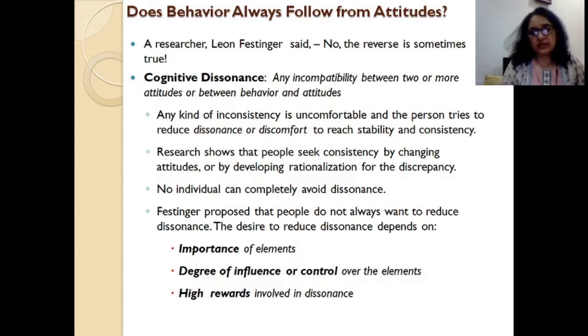Now, no individual is completely free from dissonance. So we all experience this feeling in our lives, and we experience it quite often. Festinger proposed that people do not always want to reduce dissonance. So we don't always try to reduce this tension, and we only try to reduce it depending on these three elements. First is the importance of elements. Second is the degree of influence or control over the element, and third is high rewards.